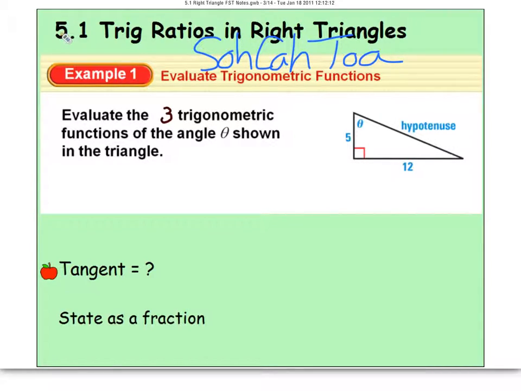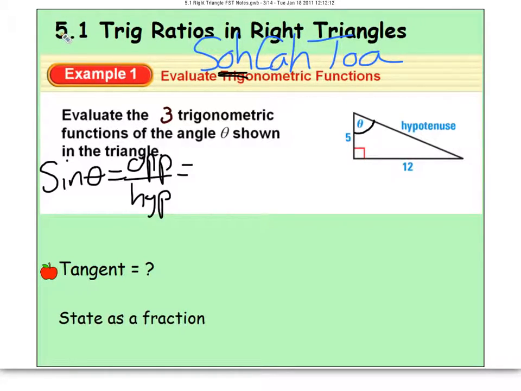And what SOHCAHTOA stood for was the sine, the cosine, and tangent, and it talked about the sides of a triangle that were related to it. So for this theta that's listed right here, or this angle, let's actually find sine, cosine, and tangent and set it up. So for this angle, let's do the sine of the angle. Now the OA stands for opposite over hypotenuse.